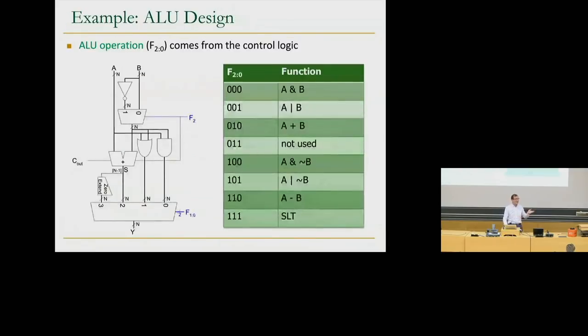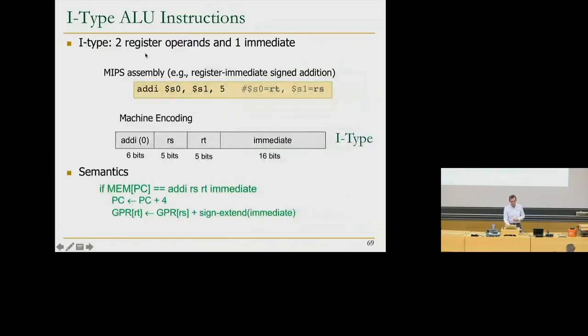Okay, we're done with R-type ALU instructions. Now we have some basic data path. Now we're going to build on it. How do you do I-type? What is I-type? You don't have 3 register operands, you have 2 register operands and 1 immediate. One register operand is a source, the other register operand is a destination. What the instruction specifies is that you increment the PC, take the source register, RS, add it to a sign-extended immediate that comes from the bottom 16 bits of the instruction, and store the result into the general purpose register specified by RT in this case.